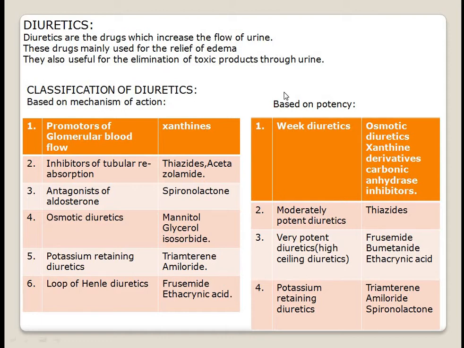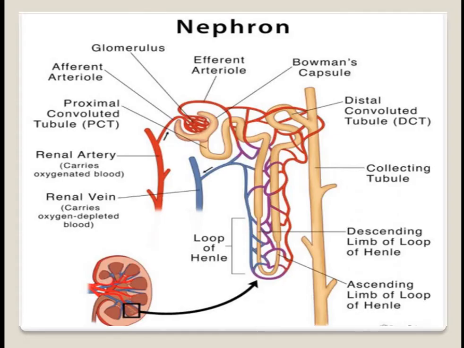Next we are going to learn in detail about the drugs. First of all, we have to learn about the nephron. Why? Because these drugs act on the nephron. These drugs show their action on the kidney. In the kidney there are billions of nephrons. So first of all we have to remember this nephron diagram once again.